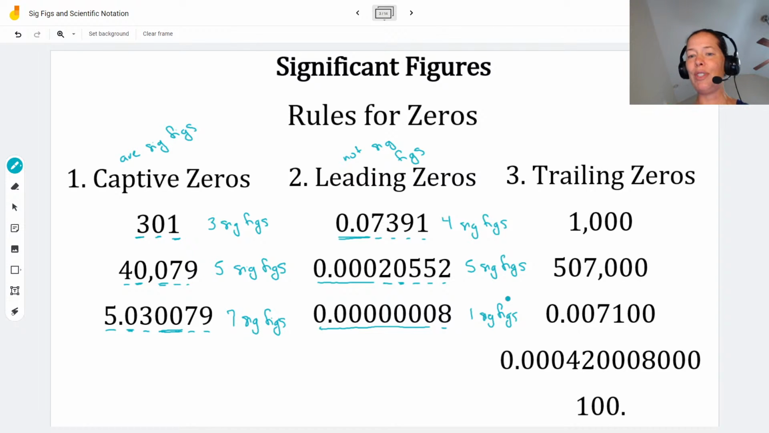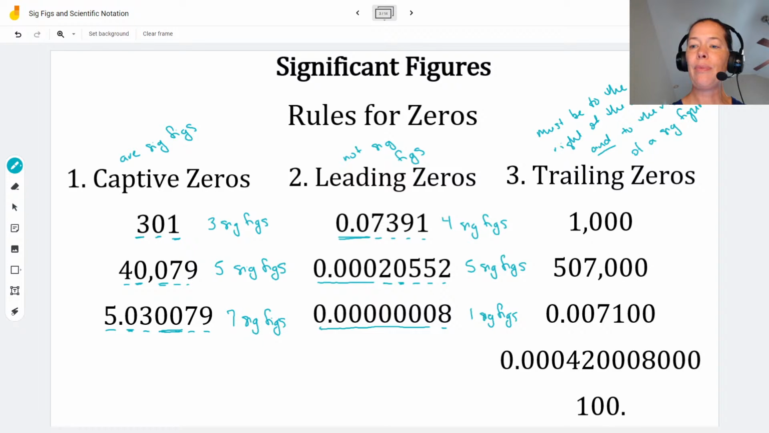Okay, our third type of 0 is called a trailing 0. Now, these are zeros that come to the right of any non-zero number. They come afterwards. Okay, trailing zeros are sometimes significant and sometimes not significant. So the rule for trailing zeros is they have to be to the right of the decimal and to the right of a significant digit to be significant. Okay, so they must be to the right of the decimal and so you have to fulfill both of these conditions and to the right of a significant figure. Okay, and this can feel a little bit weird until you see an example.